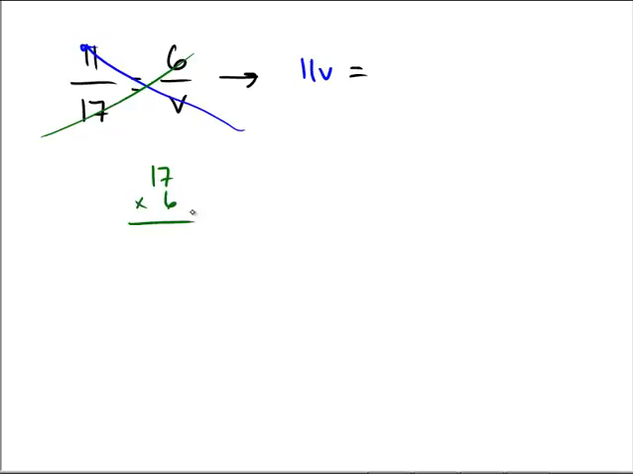So 17 times 6: 7 times 6 is 42, 6 times 1 is 6 plus 4 is 10, so you're getting a 102. That's one way that you can multiply those together. Then divide by 11 on both sides. Looks like we're getting a final answer after the 11's cancel out of v equals 102 over 11.